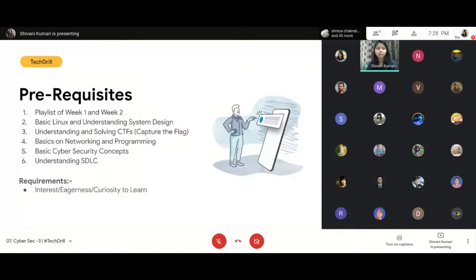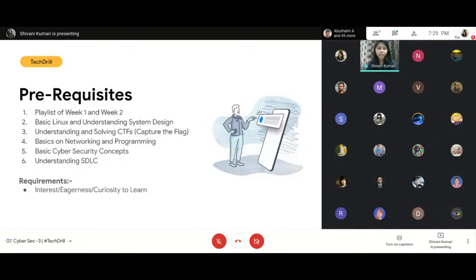Then we have concepts of cybersecurity and understanding the SDLC. Cybersecurity concepts like CIA and compliance, etc., were discussed in week one. Probably you can refer to the playlist of week one in your free time. And regarding SDLC, it is abbreviated as Software Development Life Cycle. And if you understand how the software is being developed, it will be easy for you to find major bugs just by connecting dots and joining them to form a bigger picture.